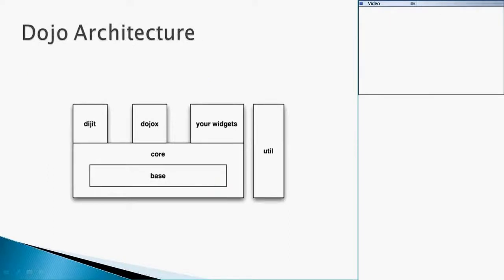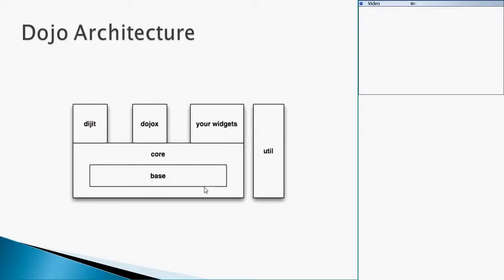So let's talk about Dojo architecture. As we saw in the folder structure, there were 3 folders: Dojo, Digit, and Dojo X. The Dojo folder itself contains 2 things: Dojo base and Dojo core. They're more like groups. The base is the basic group, which you need anyway because it has the core functionality of the Dojo library. You can't cut it down more than the base. Base you have to load in the browser if you are using Dojo.